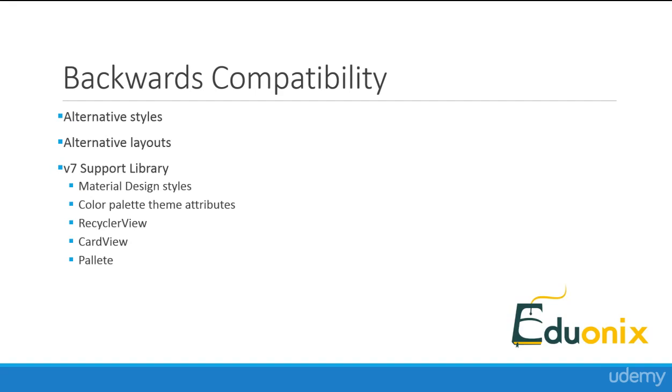The v7 Android Support Library Revision 21 and above includes some material design features that can be used for previous versions of Android, including some material design styles, color palette theme attributes, the RecyclerView class, the CardView class, and the Palette class.